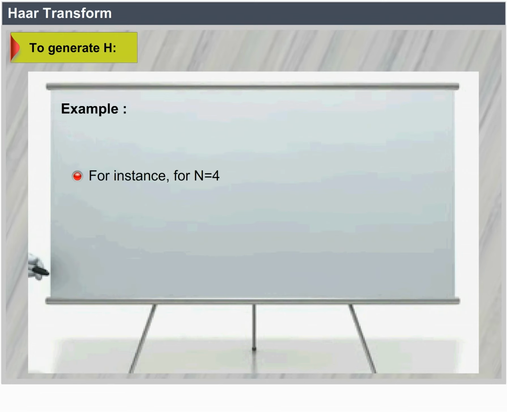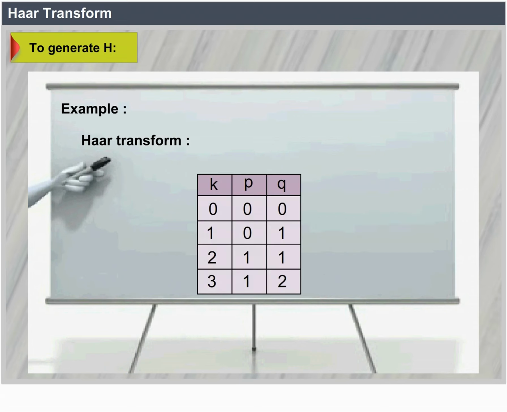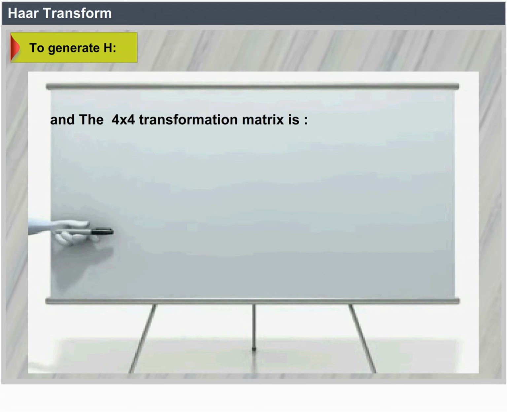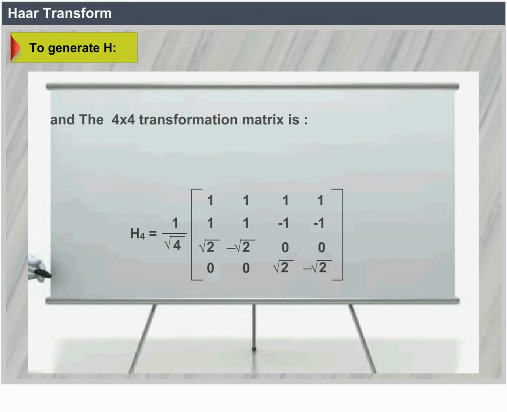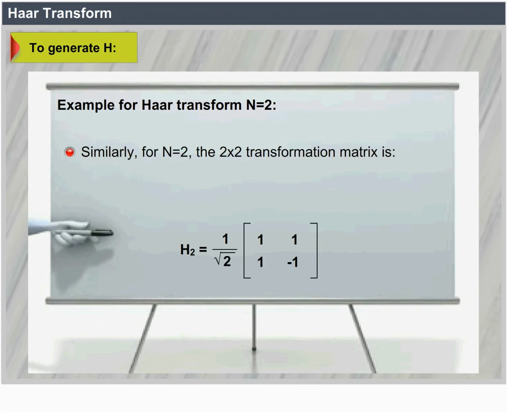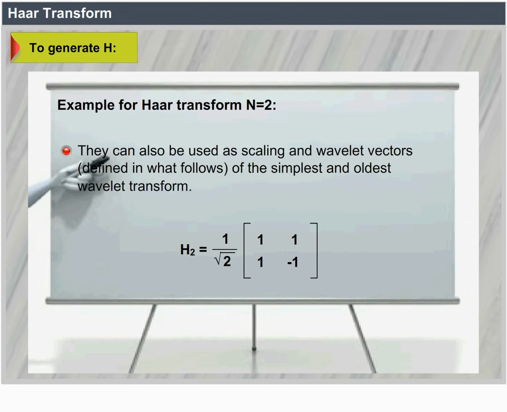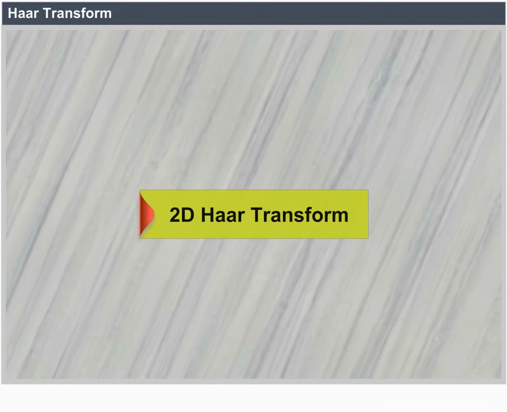Example. For instance, for n equals 4, the Haar transformation will appear as shown on the screen, and for n equals 2, a similar representation is given. The rows of H2 are the simplest filters of length 2 that may be used as analysis filters, h0(n), h1(n), of a perfect reconstruction filter bank. Moreover, they can be used as scaling and wavelet vectors, defined in what follows, of the simplest and oldest wavelet transform. 2D Haar transform.